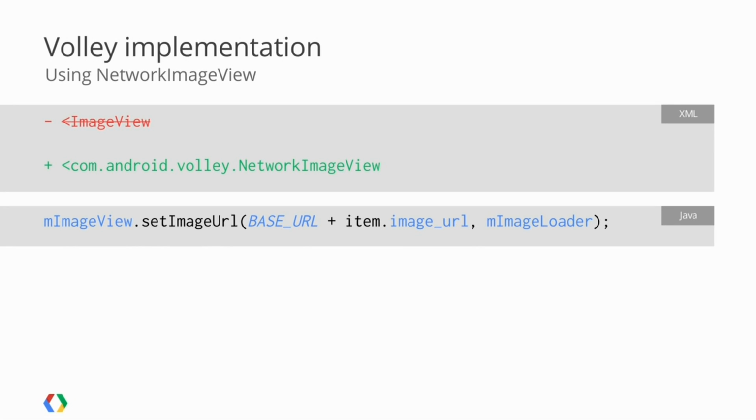But maybe you're a programmer after my own heart, which is to say super lazy. You can just use network image view in the Volley toolbox. It's a subclass of image view. You can simply replace your usages of image view in your layouts with this. You call set image URL, and you're done. When it gets detached from the view hierarchy, the request is automatically canceled if it's still in flight. That's it.